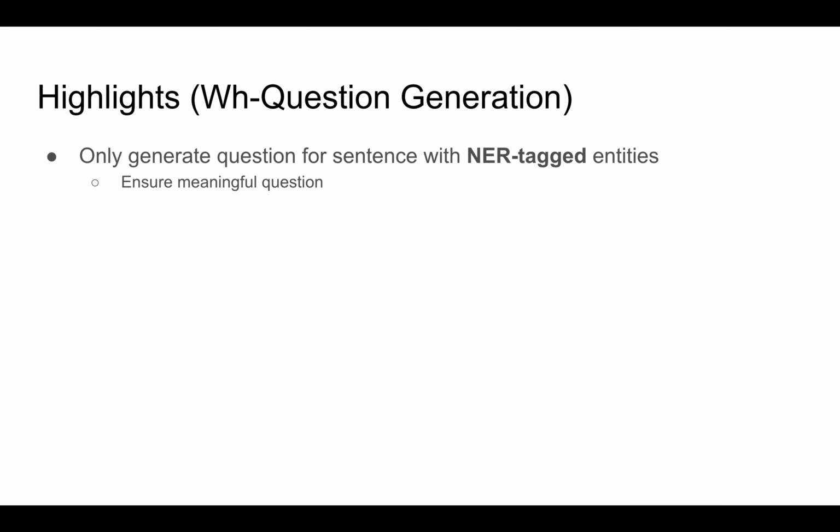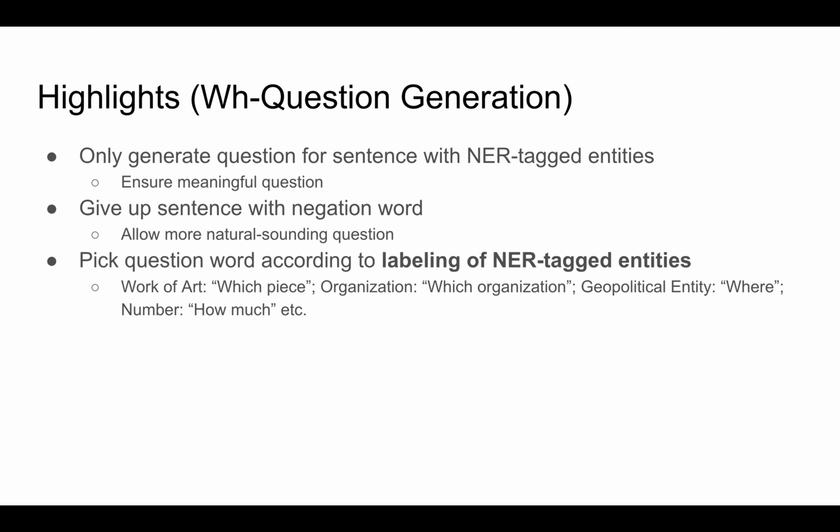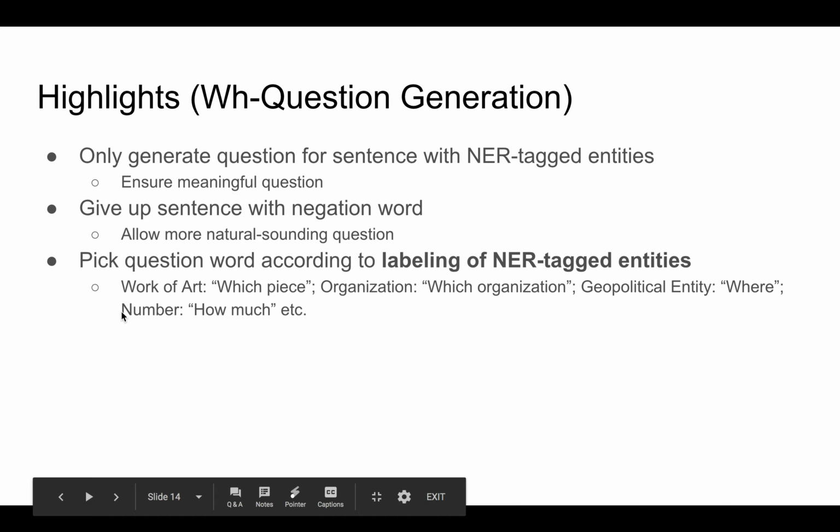For WH question generation, we only generate questions for a sentence with NER tagged entities and give up sentences with negation words to make sure that we only generate meaningful and fluent questions. We also pick the question word according to the labeling of NER tagged entities. For example, if the tag is number, then we generate the question word to be how much.